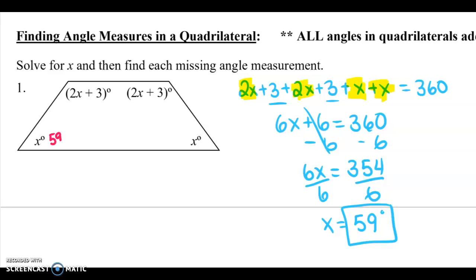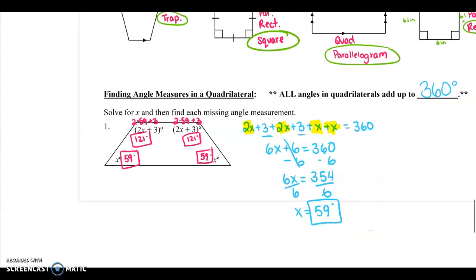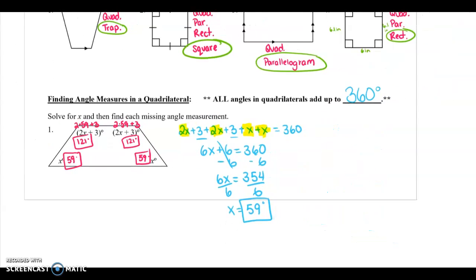So this one's 59 degrees, this one's 59 degrees because that's what x is. This is 2 times 59 plus 3, and same thing here, 2 times 59 plus 3. And that's 118 plus 3, which is 121. So this angle is 121, and this angle is 121. And I can check my answers by going through and adding up all 4 of those angles, and it's going to add to 360.